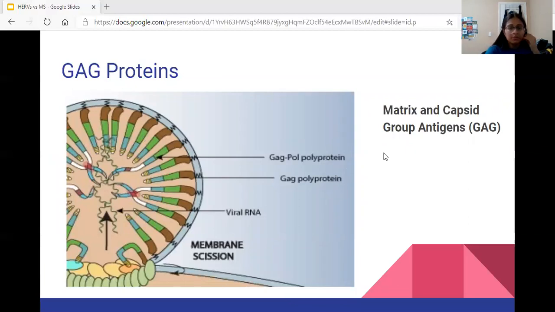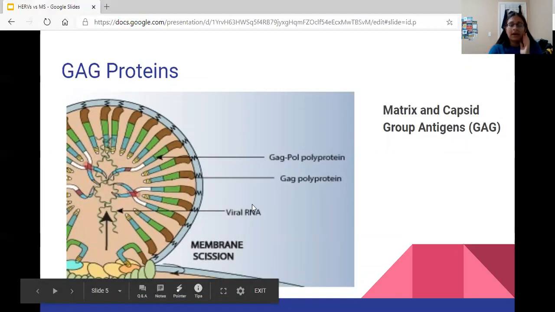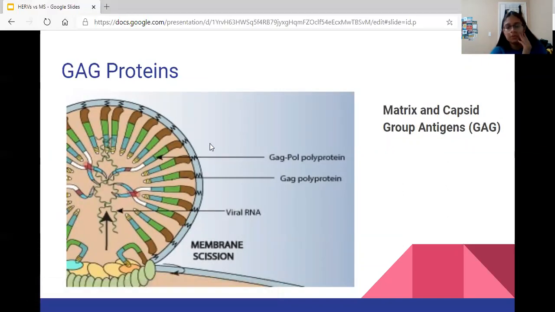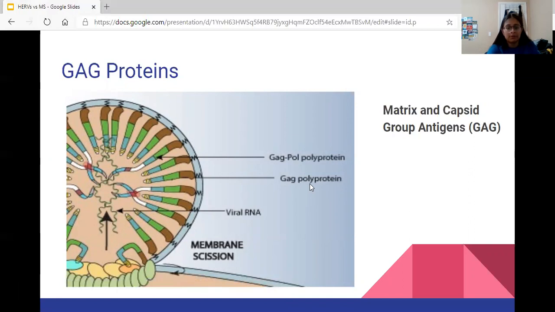And so I have a little picture here. It isn't super important to know about all the functions in this picture, but I did kind of want to point out where the GAG polyprotein is found.